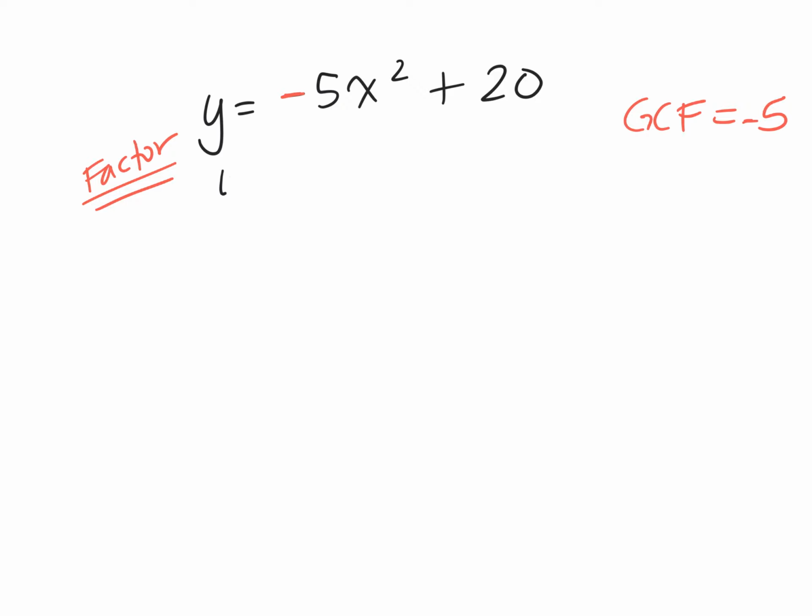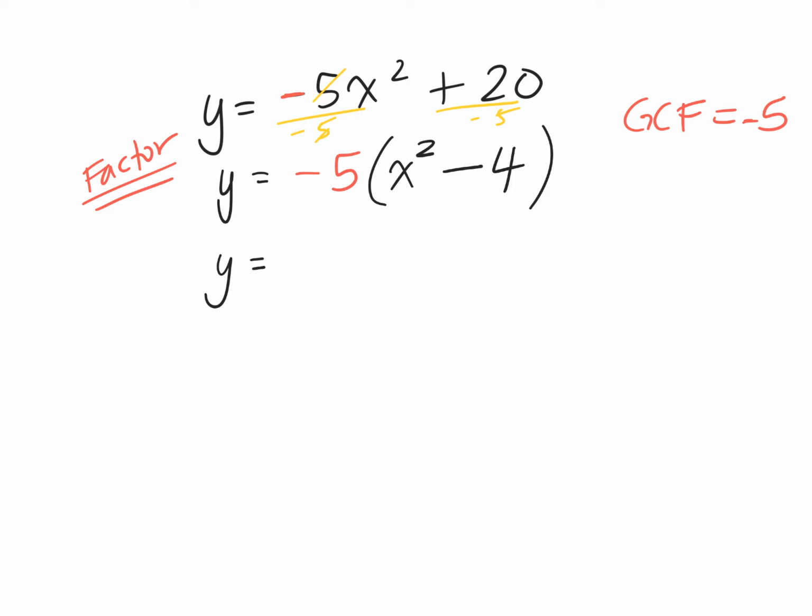So this would be y equals negative 5. What am I left with in brackets? If I'm dividing everything by negative 5, what am I left with? What's negative 5x squared divided by negative 5? X squared, right? What's positive 20 divided by negative 5? Negative 4. Is that fully factored? y equals negative 5, bracket x squared minus 4.